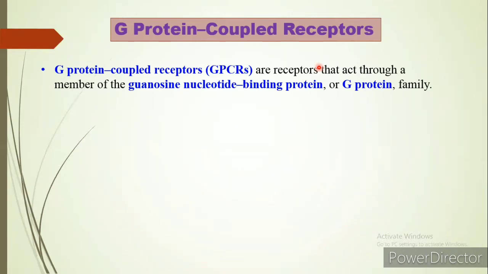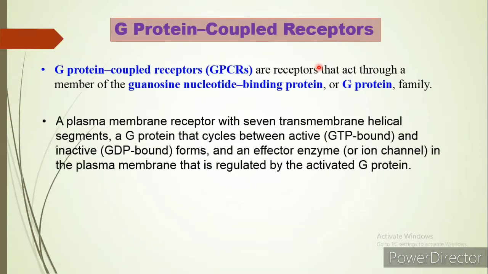There are different names. They are also called G protein linked second messenger receptors, or GPCRs. A GPCR system consists of a plasma membrane receptor with a seven transmembrane helical segment, a G protein that cycles between an active GTP-bound form and an inactive GDP-bound form, and an effector enzyme or ion channel in the plasma membrane that is regulated by the activated G protein.